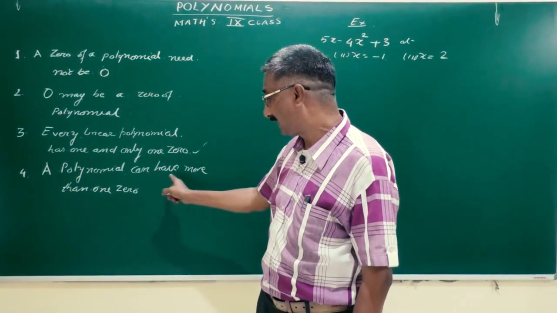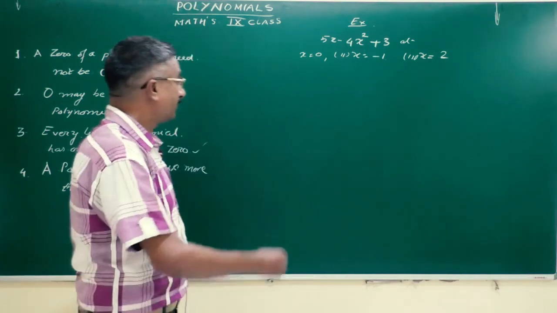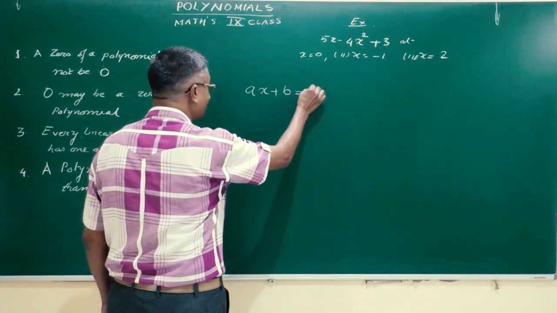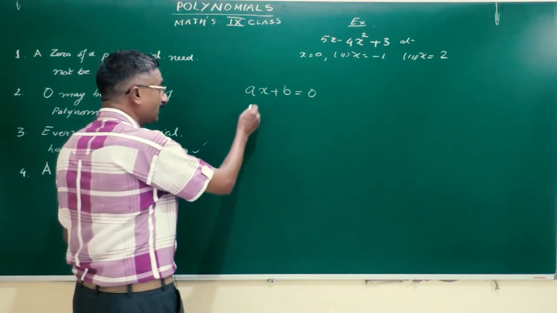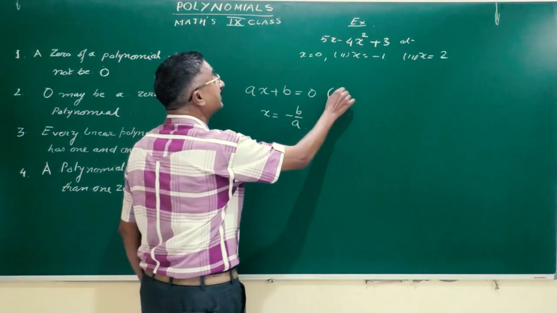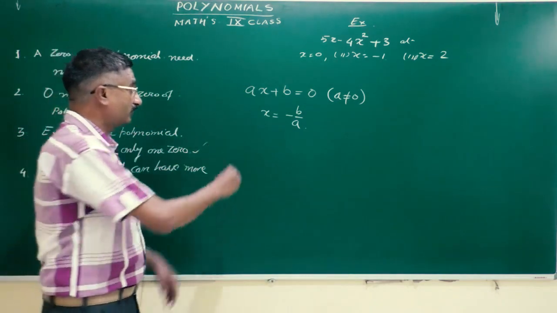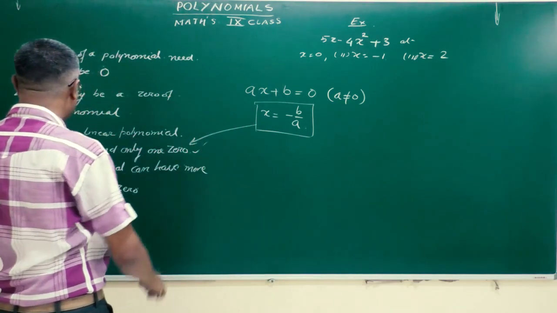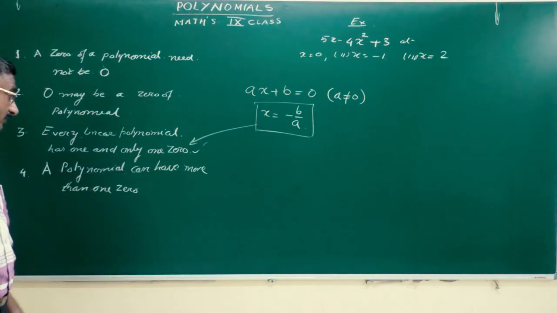ax plus b is a linear polynomial, having two terms. The zero is minus b upon a, and the condition is that a is not equal to 0. Clear? So this is the only one zero. This observation comes from the fact that every linear polynomial has one and only one zero.